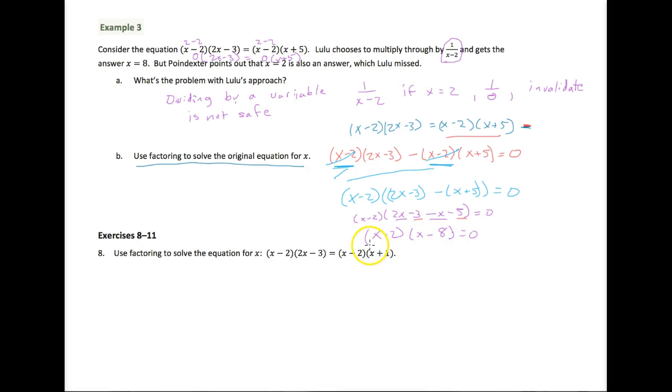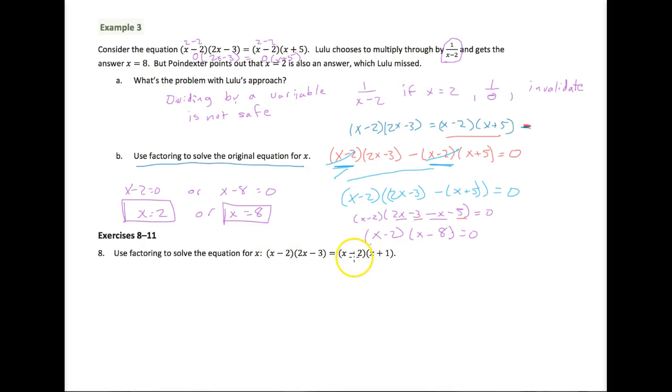And now I'm ready to find my answer. X minus 2 equals 0, or x minus 8 equals 0. So x is 2, or x is 8, which are the two answers that Lulu and Poindexter found. We're happy. So we've got another problem.